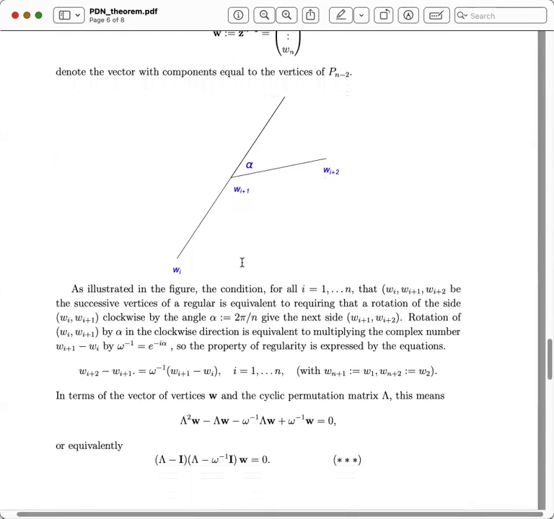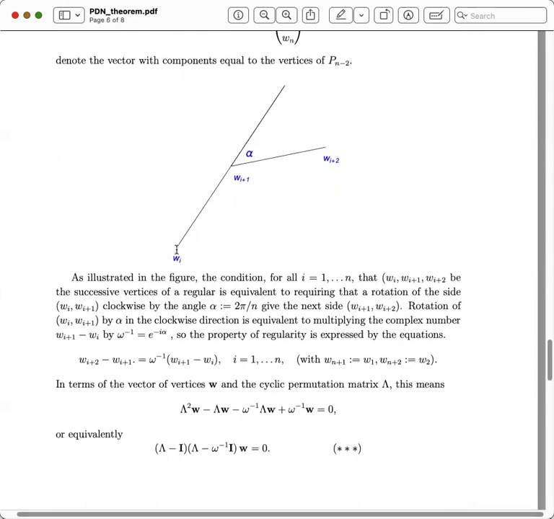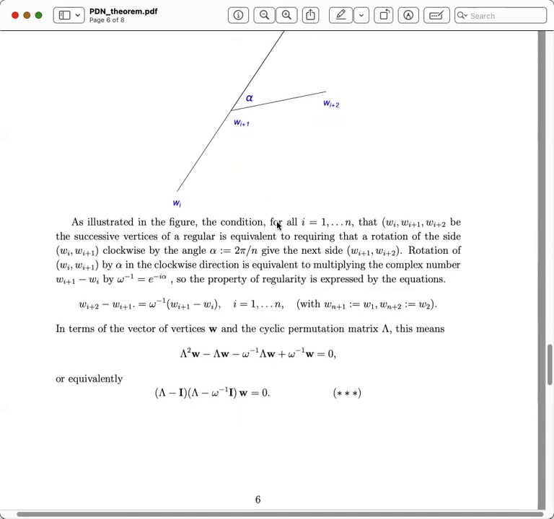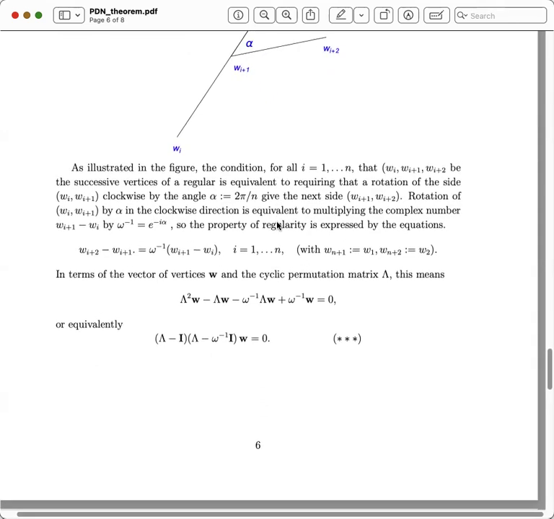Well, it's very easy from the picture to see that what it means is that at each vertex, if we take the two edges that meet at that vertex, one is equal to the other in length, but the second one is obtained from the first one by rotating clockwise by the angle alpha, which is 2 pi over n. So how do we express that?